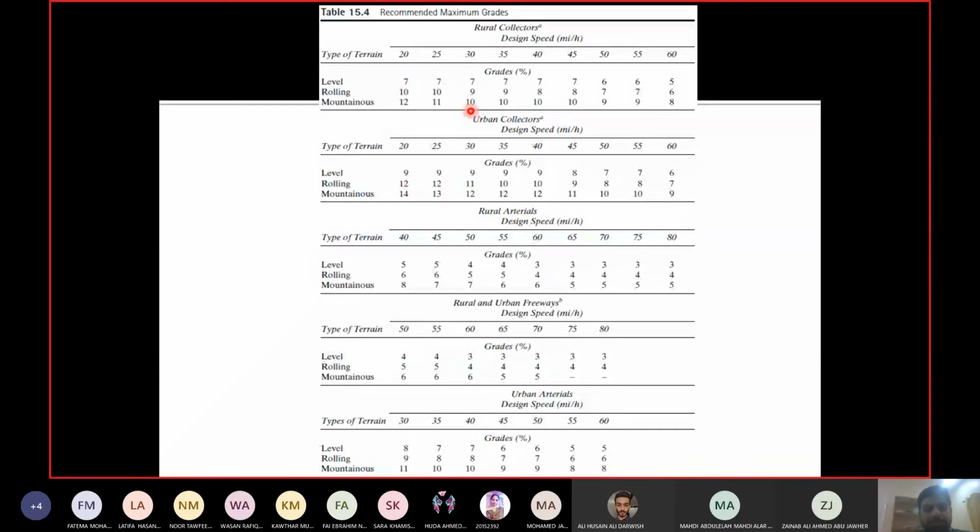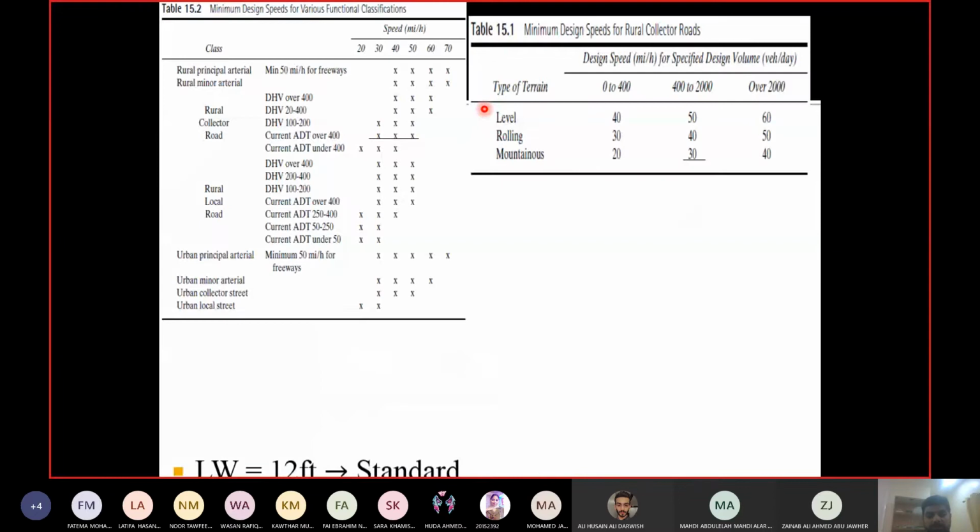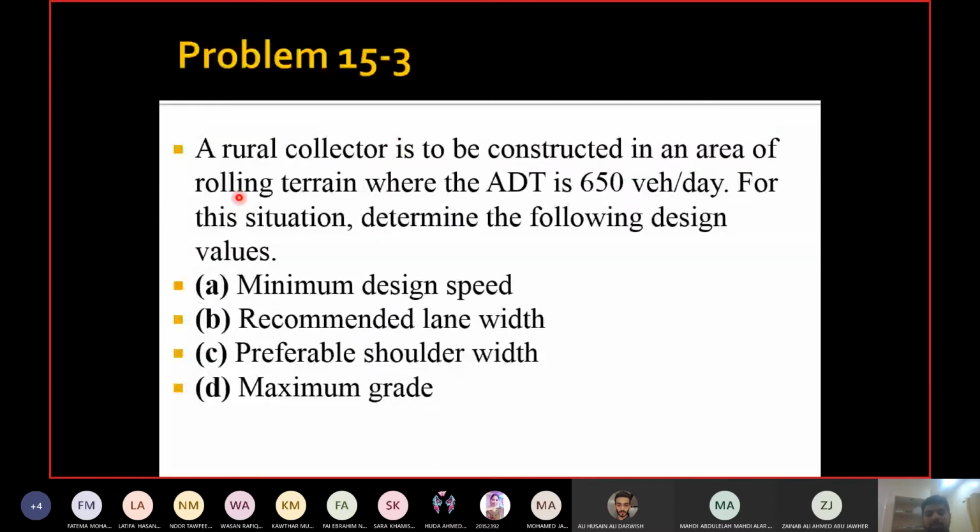Let me show you another example. It's similar to the previous example. Type of road is the same, rural collector. Terrain has changed. Now we have rolling terrain, and ADT is 650 vehicles per day. So they have changed terrain and volume. Everything else is the same, and they want me to find out the same things. So first of all, design speed. Again, the table for rural collector.